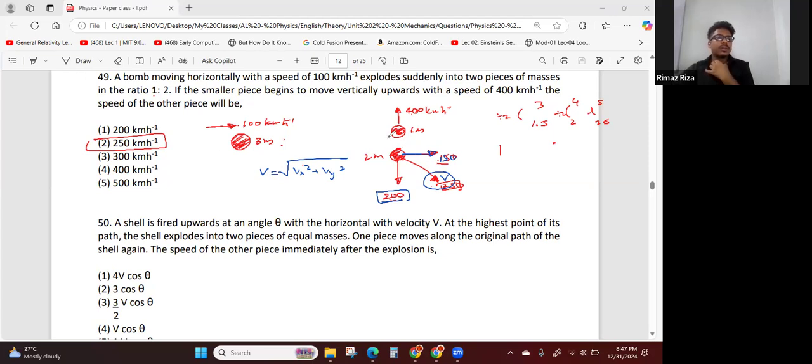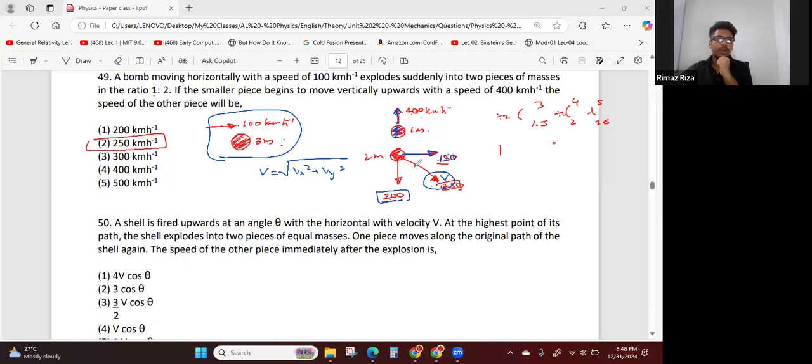Now here, after the explosion, they are saying this particle is moving upward with this velocity, right? Now if we consider before the explosion, is there any speed in the vertical direction? No. Therefore the momentum in the vertical direction is zero, so the total momentum in the vertical direction should be zero.